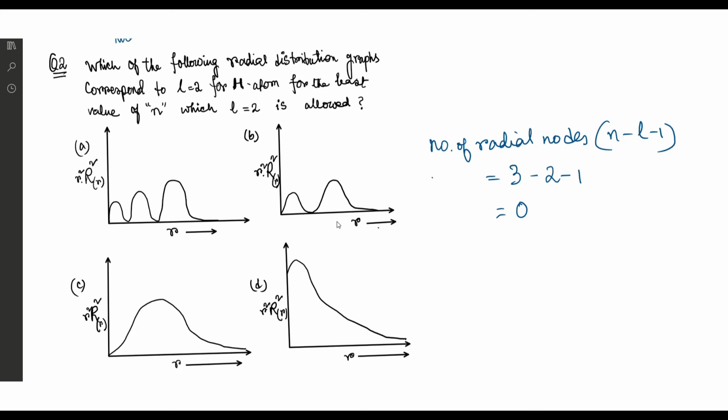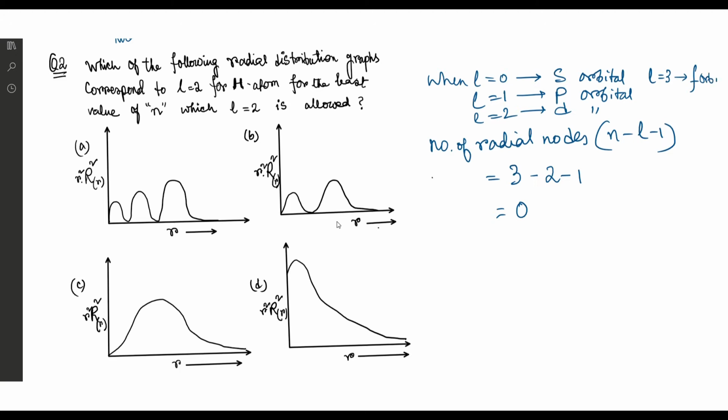Okay. L is equal to 2. When L is equal to 0, it represents s orbital, right? L is equal to 1, then it is p orbital, okay? And when L is equal to 2, then it is d orbital, and L is equal to 3, then it is f orbital. You understand?